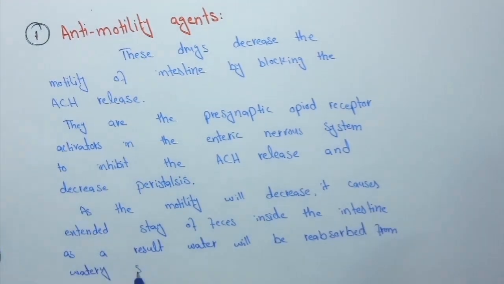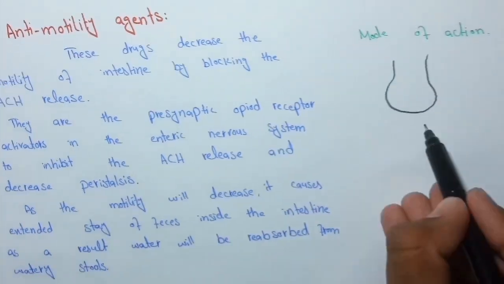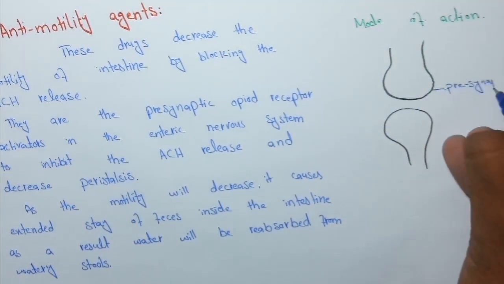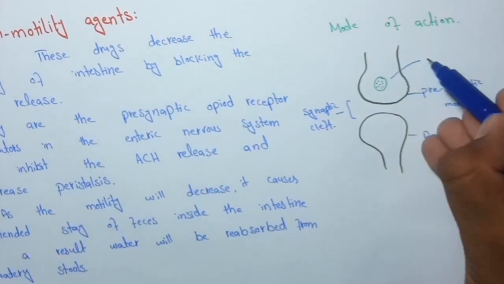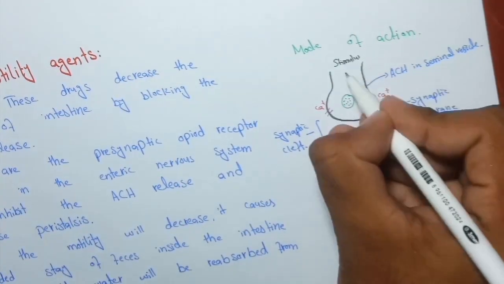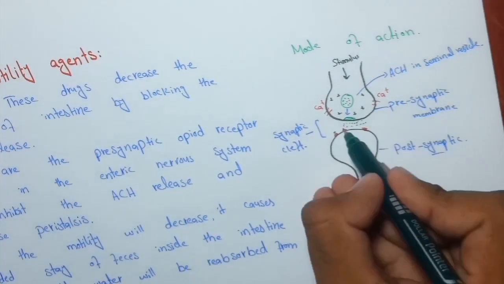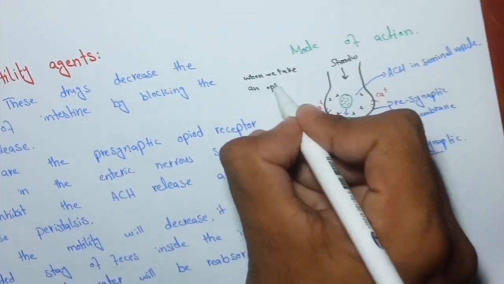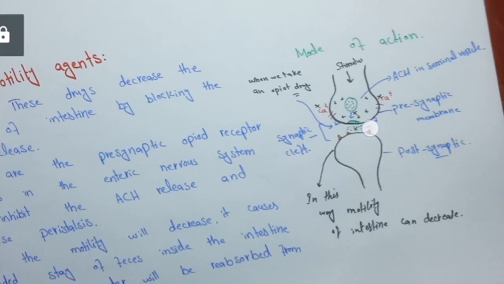Now let's discuss the mode of action of anti-motility agents. Let's draw a synapse. This is a synapse. This is the presynaptic membrane and postsynaptic, and the space between them is the synaptic cleft. This is the ACH in the synaptic vesicle, and calcium channels are also present. When a stimulus comes, calcium channels will open and cause the release of ACH into the synaptic cleft, and ACH will show its function. It will bind with the receptors in the postsynaptic membrane, and then it shows its function.